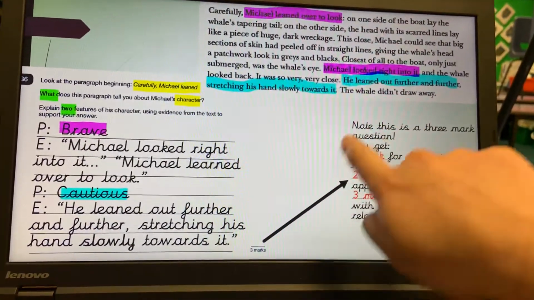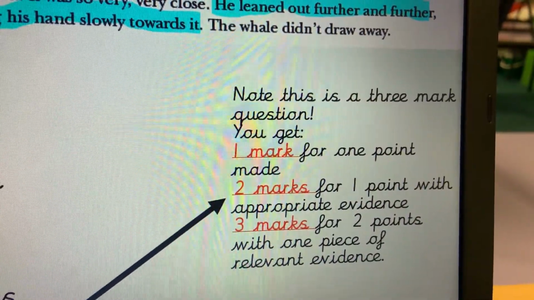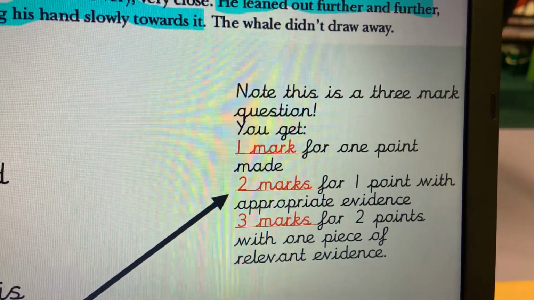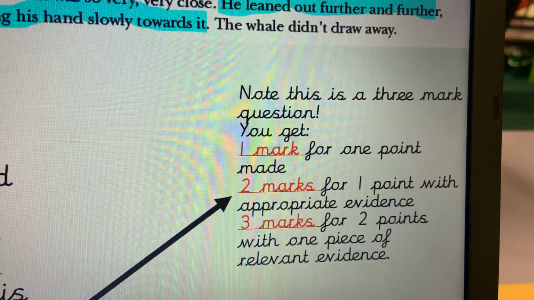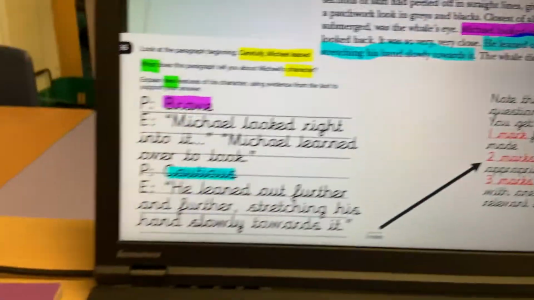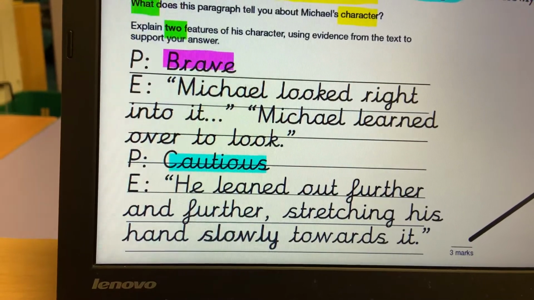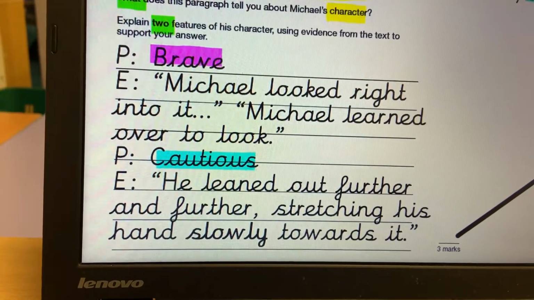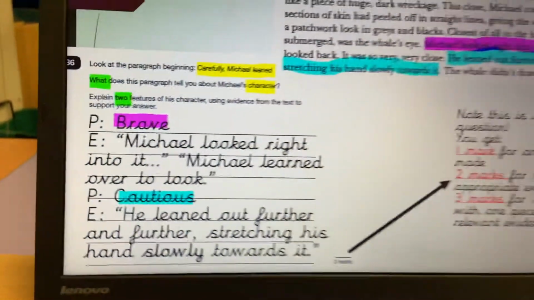This is generally the mark scheme for 3-mark questions. So it says, note this is a 3-mark question. So you get 1 mark for 1 point made. You get 2 marks for 1 point with appropriate evidence. And you get 3 marks for 2 points with 1 piece of relevant evidence. So if you use this PE model, then you're most likely to get at least 2 marks or 3 marks because you're making 2 different points and should hopefully have backed it up with at least 1 piece of evidence.